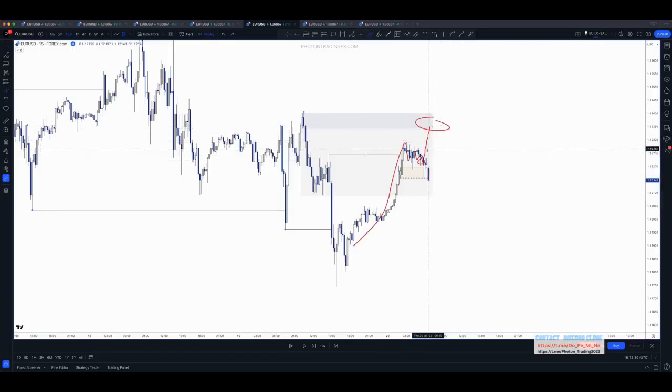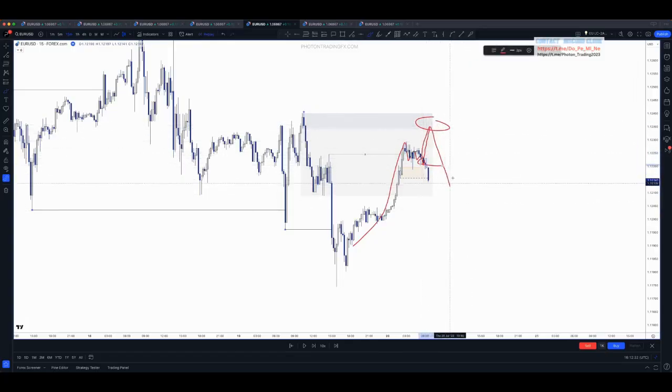And then I'll look for the shorts. Or of course, you could then wait for the bearish IBOS, then look for the pullback, right? Something like that. That's what I'd be thinking at that point.